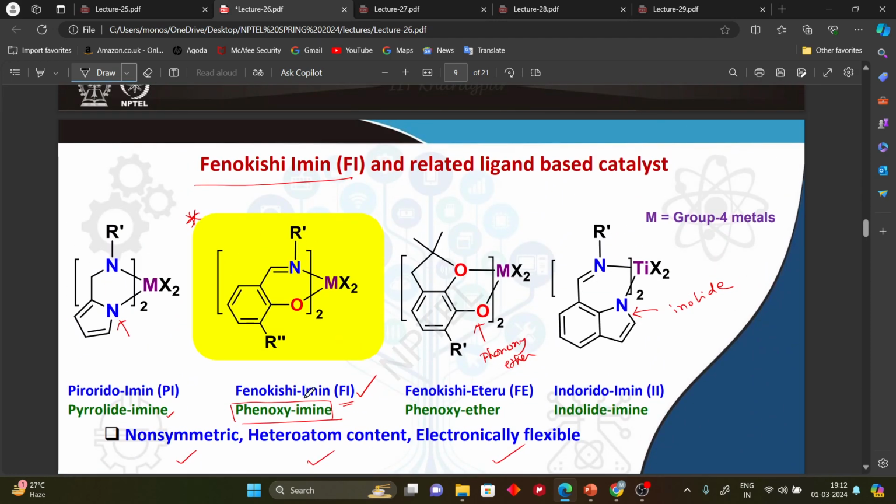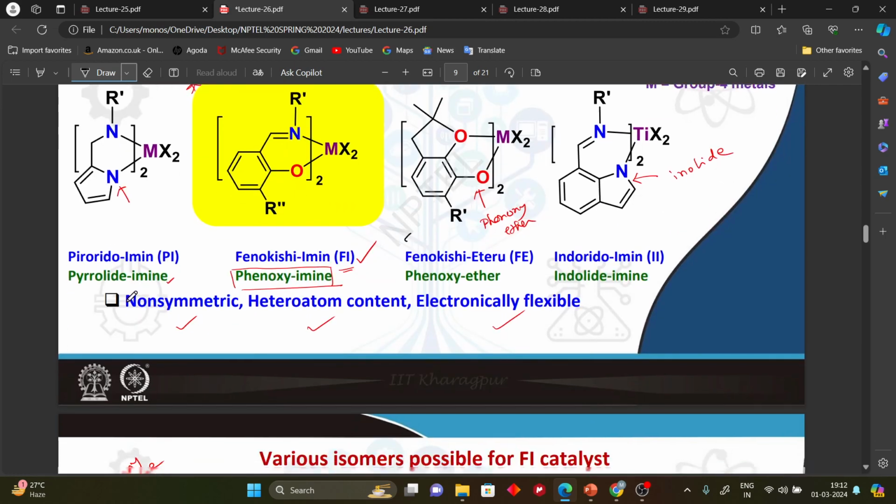Here it is. So in this week actually these things are discussed. So phenoxy-imine means this kind of catalyst, and phenoxy means what we are discussing. Another thing is phenoxy-imine, and again this kind of thing.